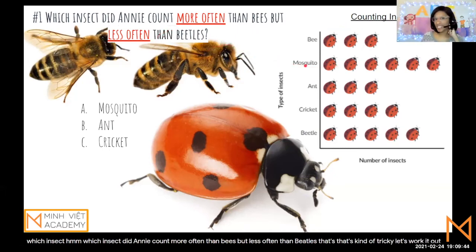Which insect did Annie count more often? That means more times. More than bees, but less often than beetles? A, mosquito, B, ant, or C, cricket? Let's work it out together. Raise your hand if you can help us.